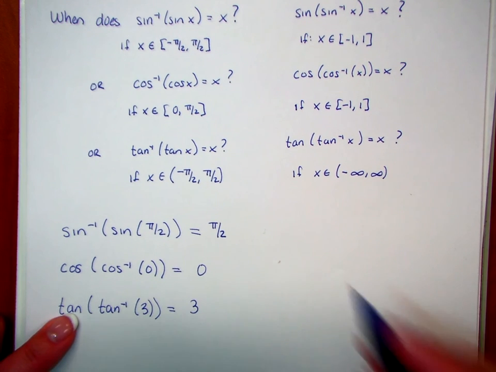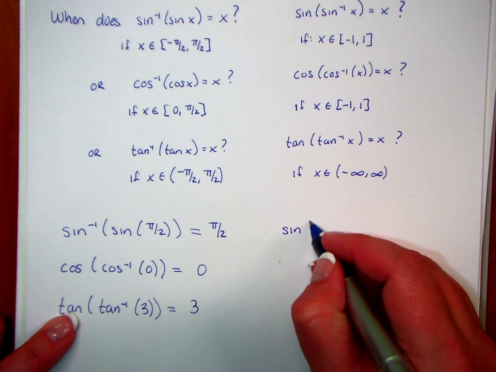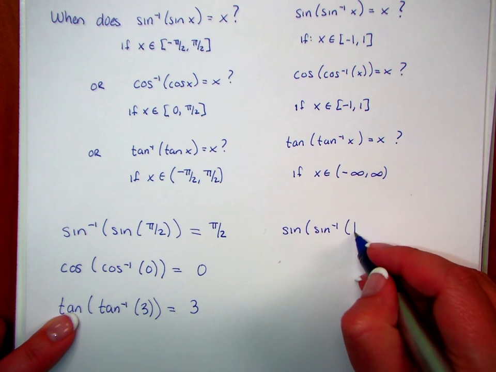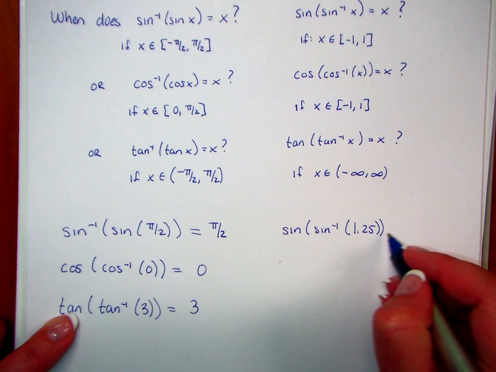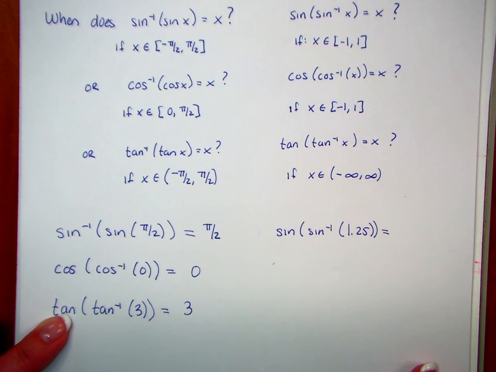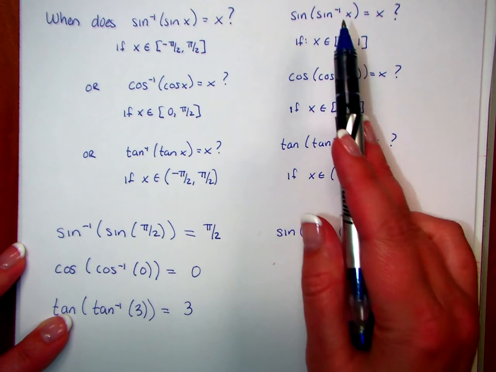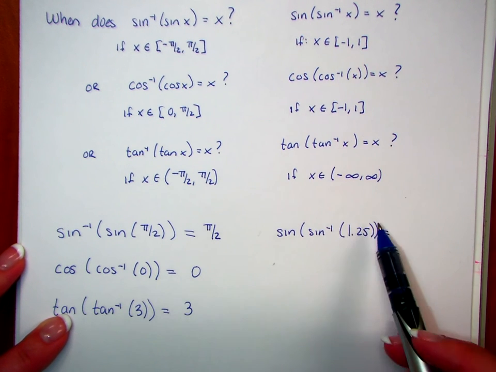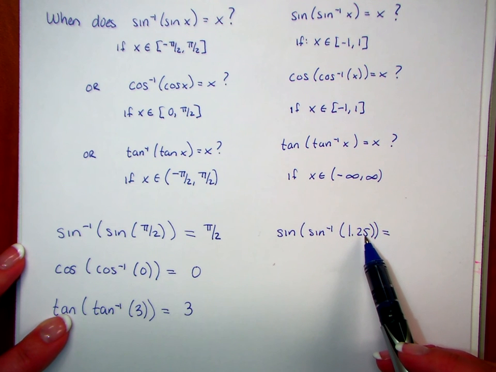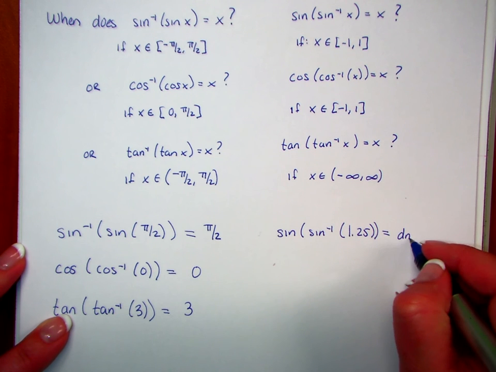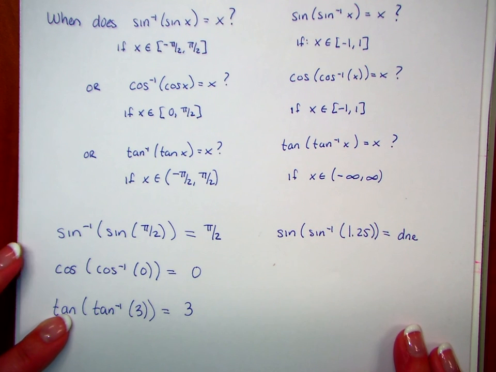So what is sine of sine inverse of 1.25? Sine inverse is on the inside. What's the domain of sine inverse? The domain of sine inverse is -1 to 1. So since 1.25 is outside of that interval, these will not cancel, and the answer is does not exist.